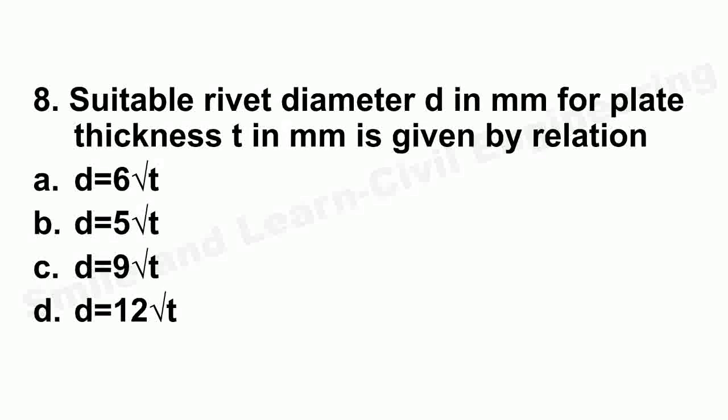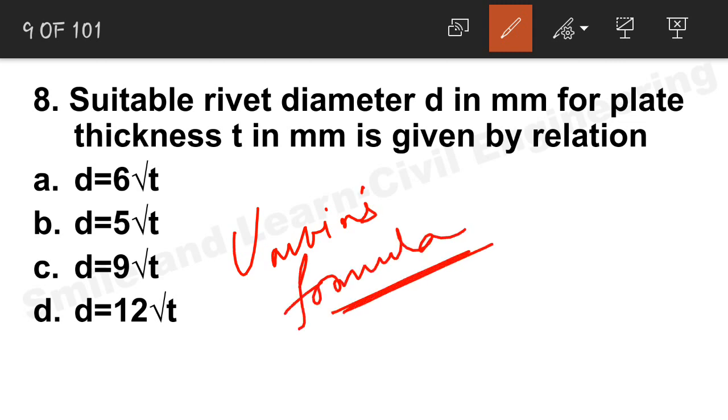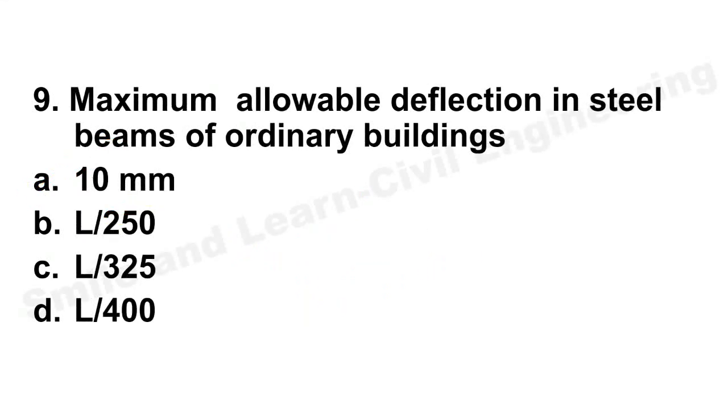Question number 8. Suitable rivet diameter D in millimeter for plate thickness T in millimeter is given by the relation. So we know Unwin's formula, we all know the formula. Okay, so steel structure is an important part that you should read before these municipality examinations. So 6.05 root under T, so option A will be the correct answer. Here 6 is given only, don't get confused, 6 will be the right answer. Okay, option A. Let's move on to the next question.